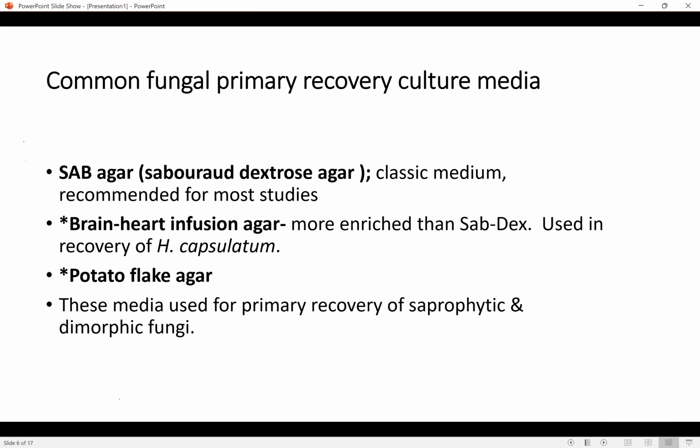This is brain heart infusion agar. We also have slants, these are on slants, and at times it could be enriched, and when enriched it is used for recovery of Histoplasma capsulatum. But when it's not enriched, it could be used for recovery of mostly blood-borne fungi. We have potato flake agar, which is used again for primary recovery of dimorphic fungi.